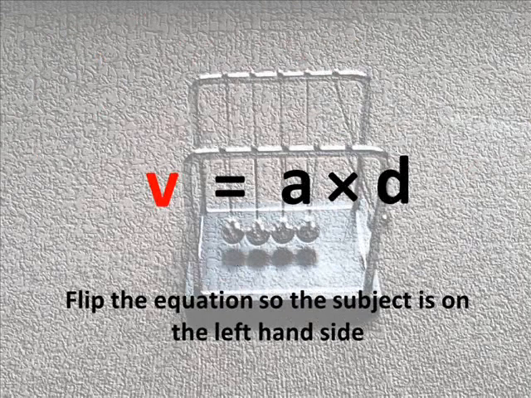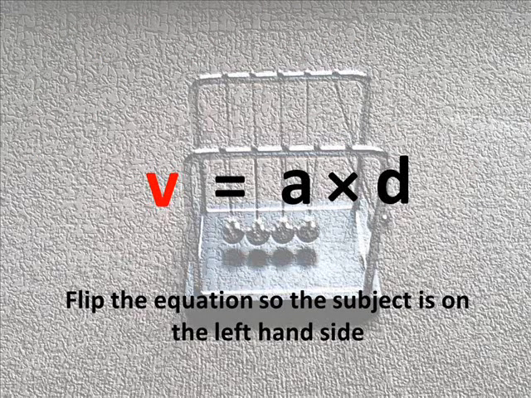Once we have the subject on one side all by itself, all we do is flip the baby over, and there we go. We've got the subject on the left hand side, and we've got our equation all rearranged.